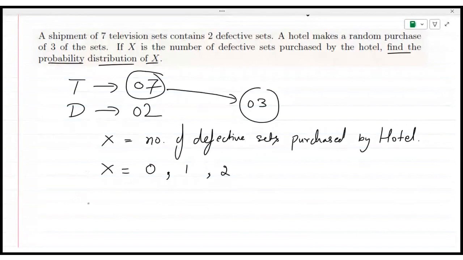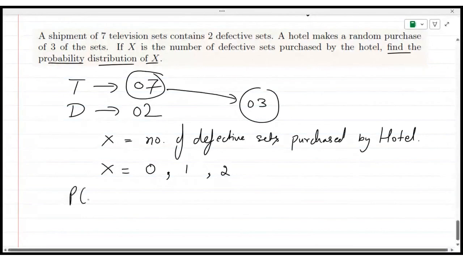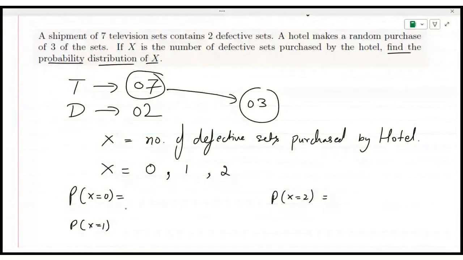Probability distribution means we have to find what the chance is that x is 0, what the chance is that x is 1, and what the chance is that x is equal to 2. It means we have to find the chance that there will be no defective, the chance there will be one defective, and the chance there will be two defective.